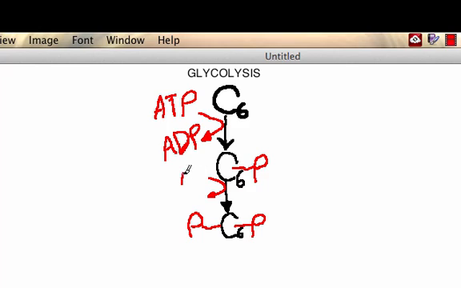Now, truth be told, I'm skipping a few steps. But these are the two key things that help us count the number of ATP used and the number of ATP made when this is all said and done.